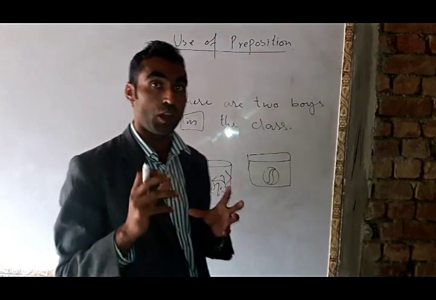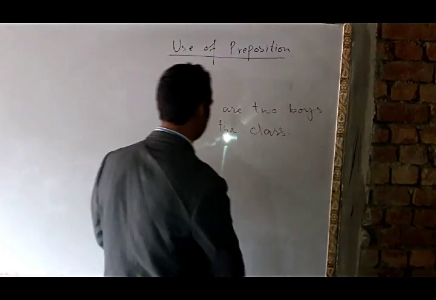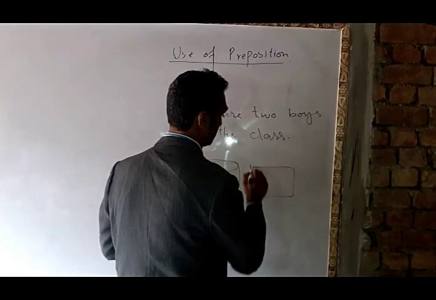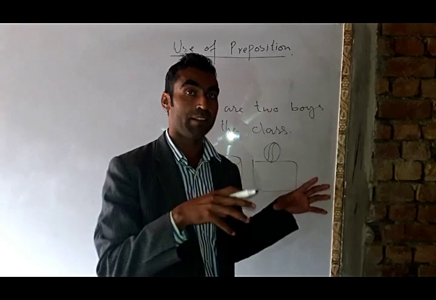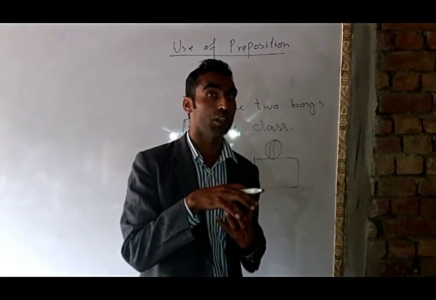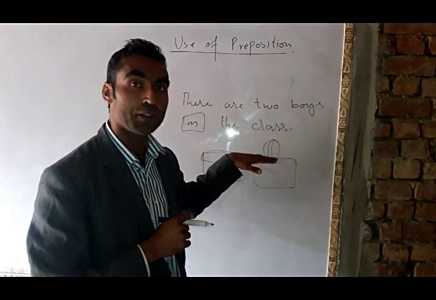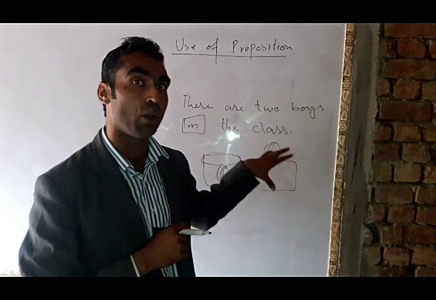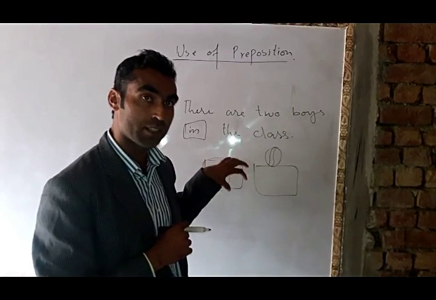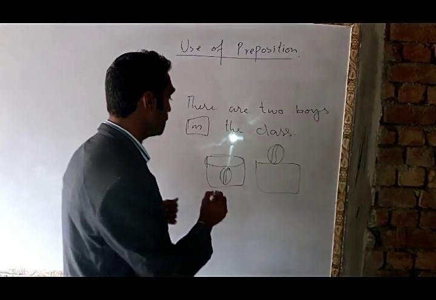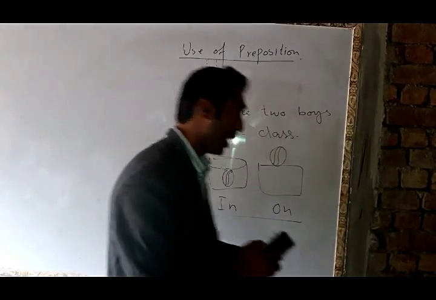Now if we want to use "on", I will show the difference between "in" and "on". This ball is inside the box, but this ball is on the box. When something is on another thing, you will use "on" to show the relationship between the two objects. So this ball is on the surface of the box. We should say the ball is on the box, and this ball is in the box. You will say the ball is inside the box or the ball is in the box. So this is the use of "in" and "on".